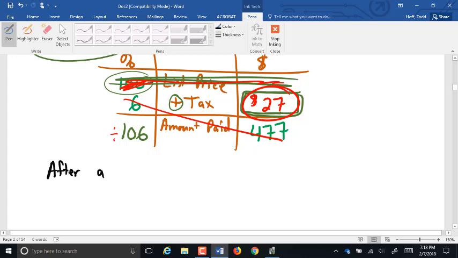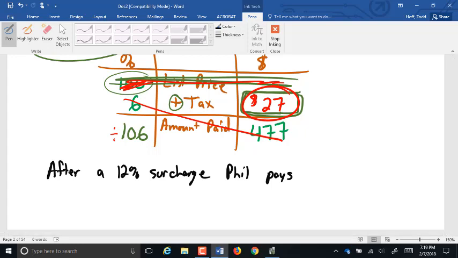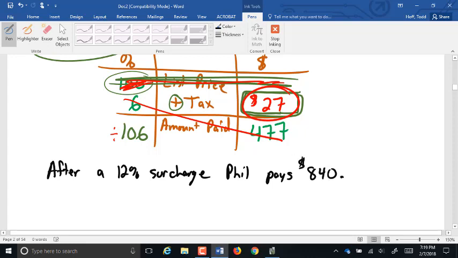After a 12% surcharge, Phil pays $840. What was the price without the surcharge?